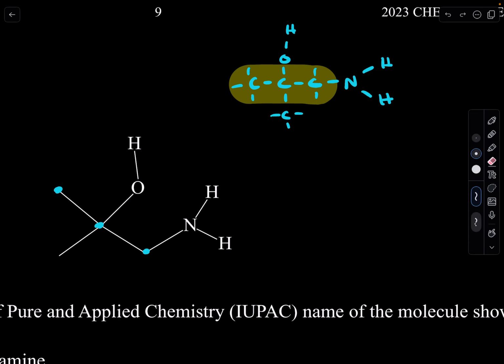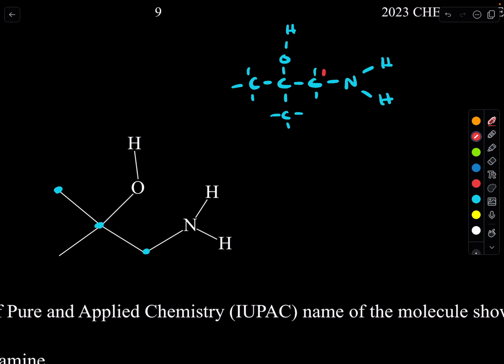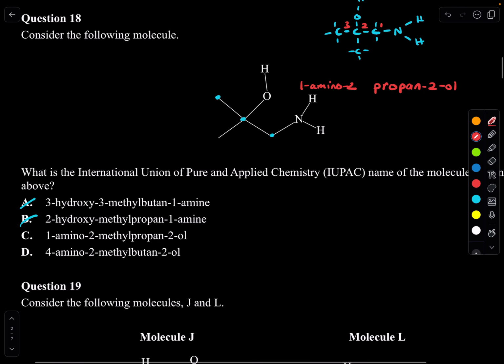What we're going to do now is, that's it. So, 1, 2, and 3. It's going to be propane, and the hydroxyl is at 2, so 2-ol. Now, it has an amine group at carbon 1, which is going to be 1-amino. And of course, don't forget this methyl group, which occurs at 2, so you would say 2-methyl. So it should be something like that: 1-amino-2-methyl... Yep, this one is perfect. C is the perfect one there.